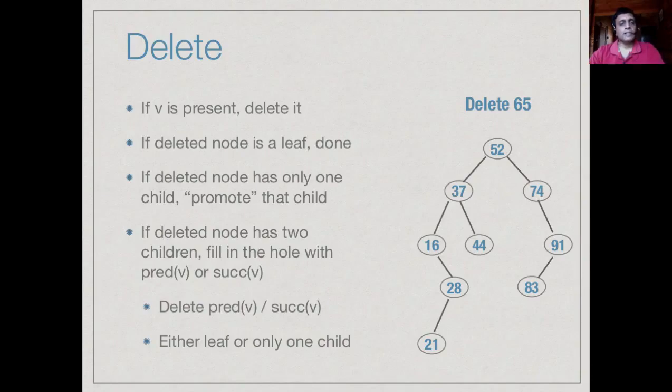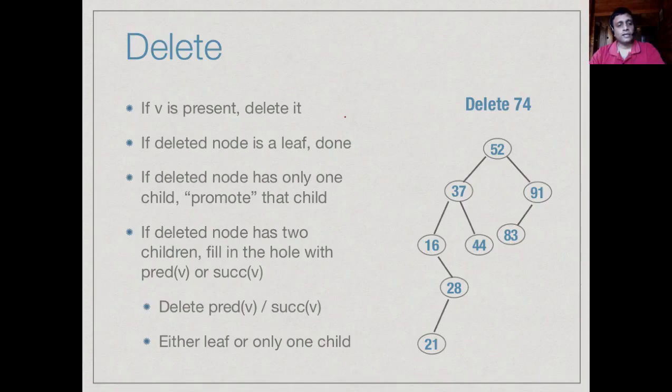Now sometimes the deleted node might have only one child. For instance, supposing we delete 74. So we come down to 74, and we want to delete this node, but it has a right child. What we can do is promote this child. We can pretend that this link goes directly through to 91. So we eliminate the node in between and directly connect 52 to the successor of the node that is going to be deleted. So if there's only one child, then there's no problem.